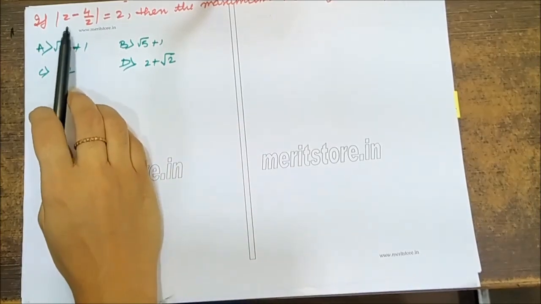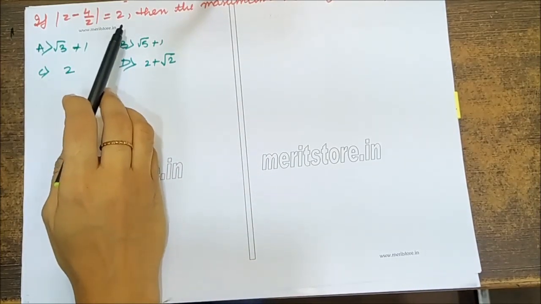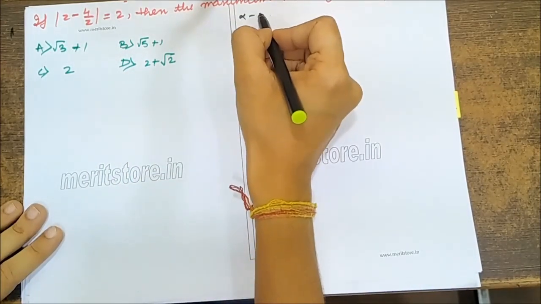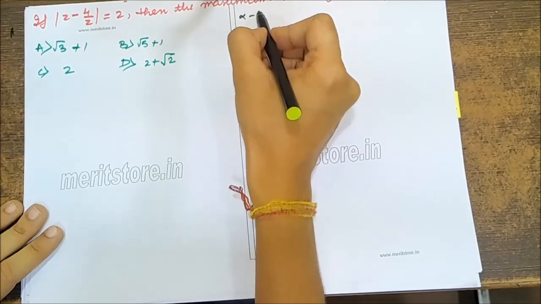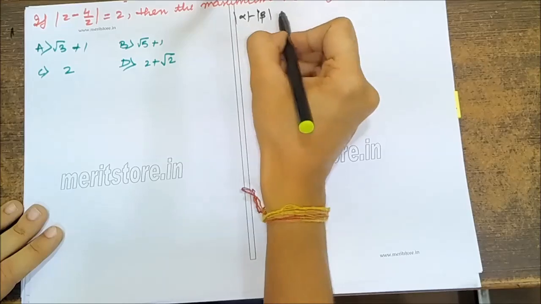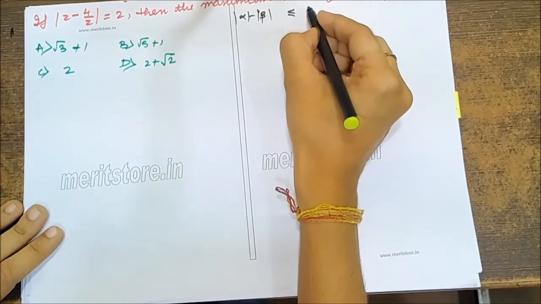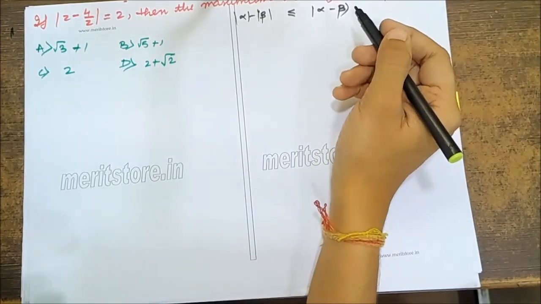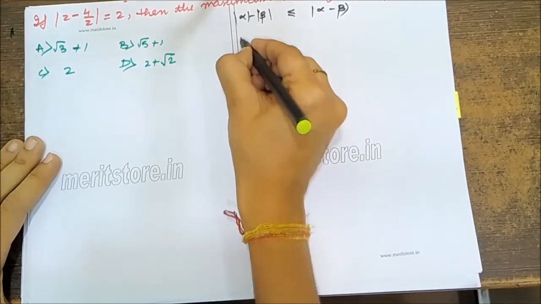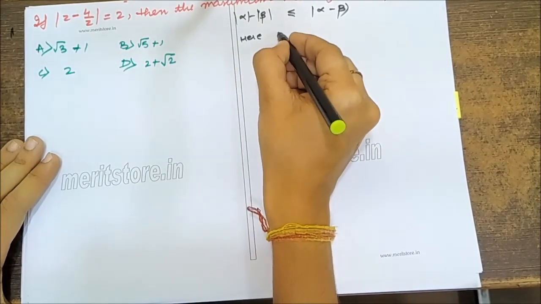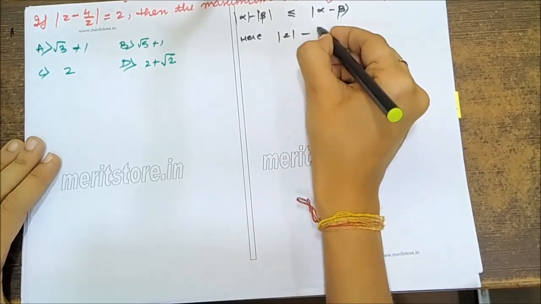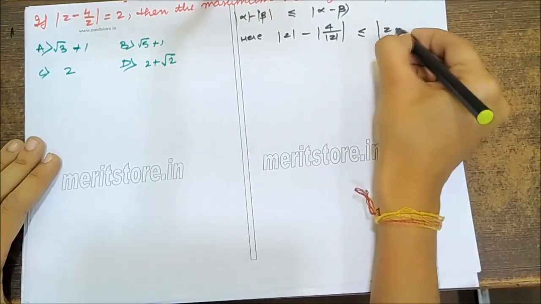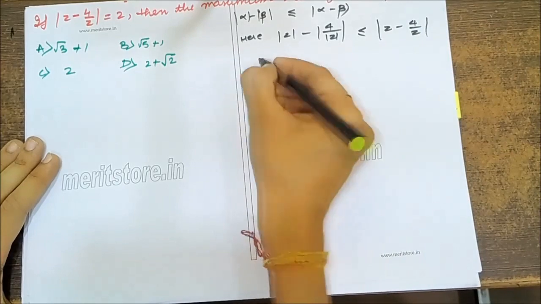If modulus of z minus 4 upon z is equal to 2, then find the maximum value of modulus z. So modulus alpha minus modulus beta is less than or equal to modulus of alpha minus beta. Here your values are given. Modulus z minus modulus 4 upon z is less than or equal to modulus of z minus 4 upon z.